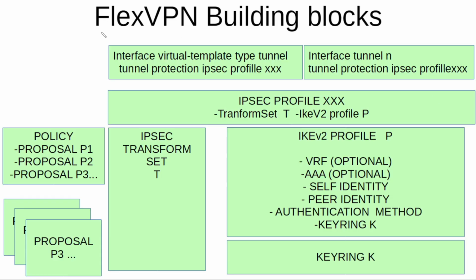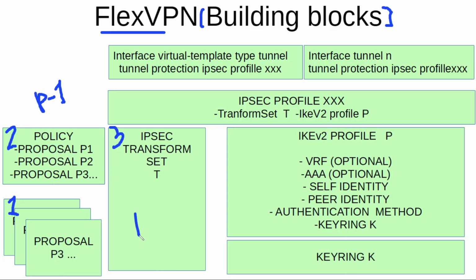In order to configure FlexVPN, you will need to use these building blocks. For phase 1, you will need first to configure proposals. Each proposal will have a combination of an encryption algorithm, a hashing algorithm, and a Diffie-Hellman group. Then you will have to create a policy. A policy needs to have at least one proposal, but you may have as many proposals as you want.